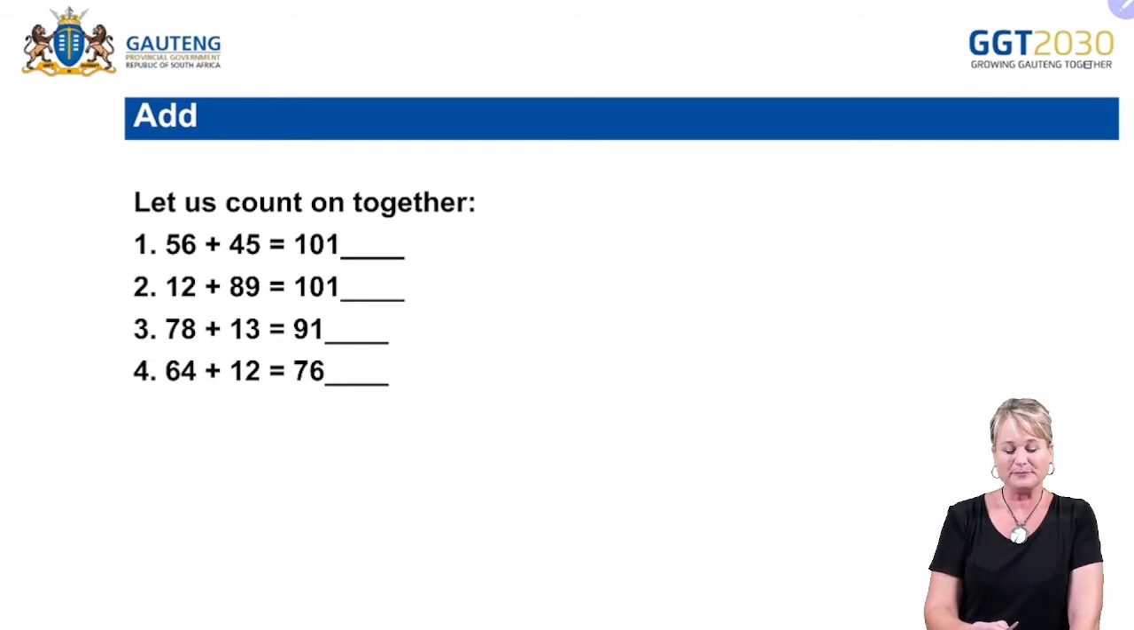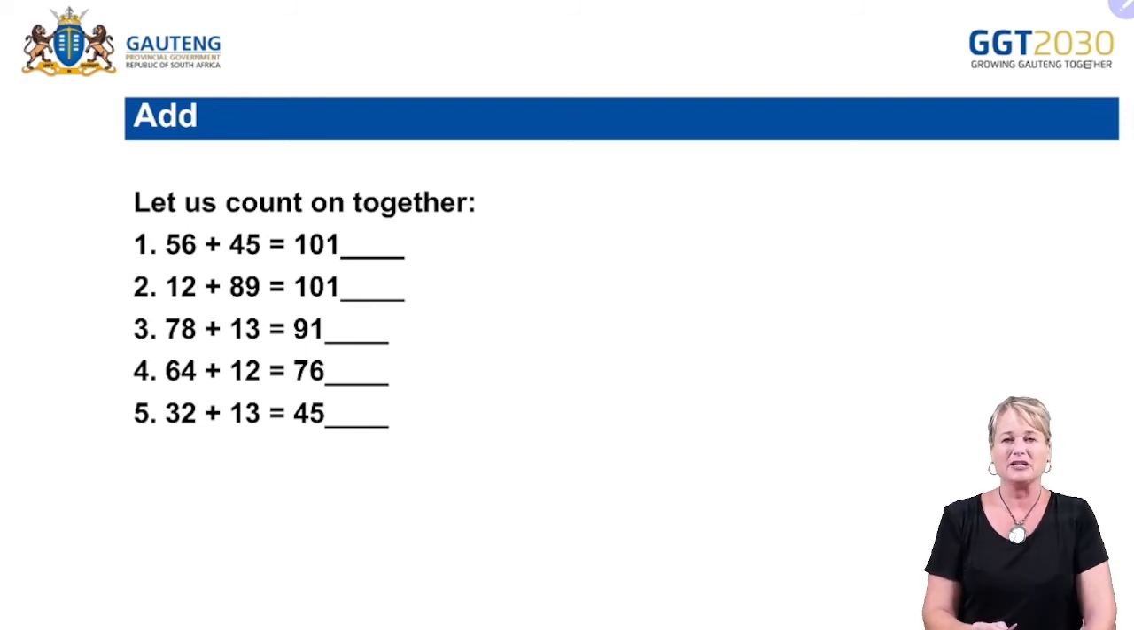Let's have a look at this one. We've got 64, and now you are given 12. So let's take 10 first. 64 plus 10 is 74, and then we just have to add on another 2, which gives us 76. Now we've got 32 Smarties. Yum. And we get given another 13. So let's take 10 first. 32 plus 10 is 42. And then we just have to add on the extra 3, which is 45.